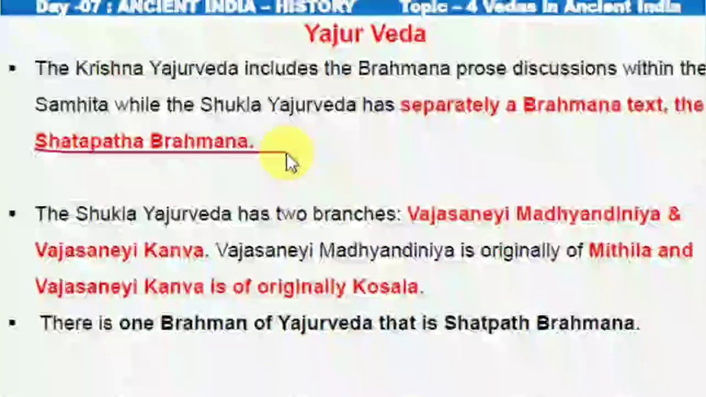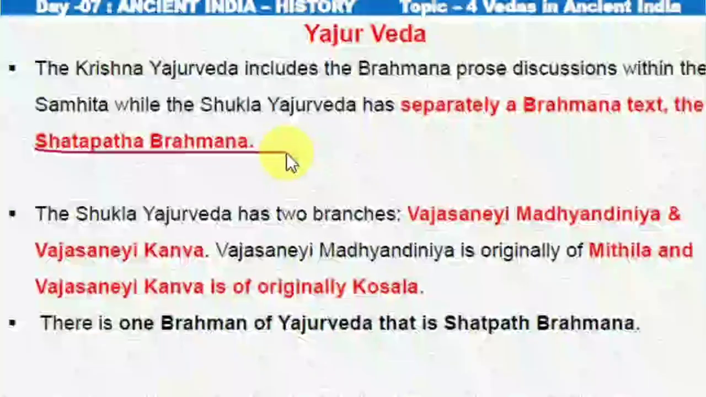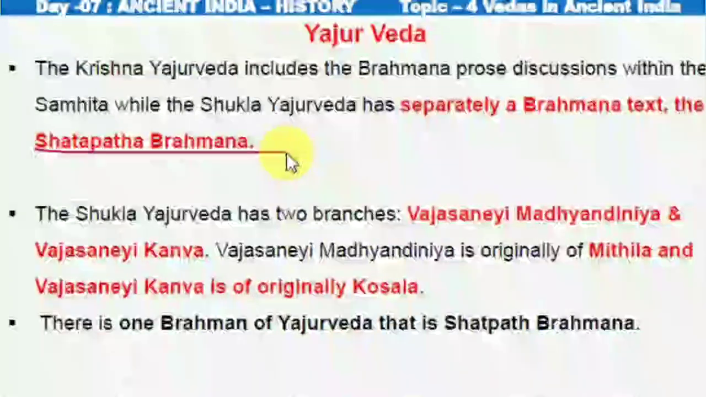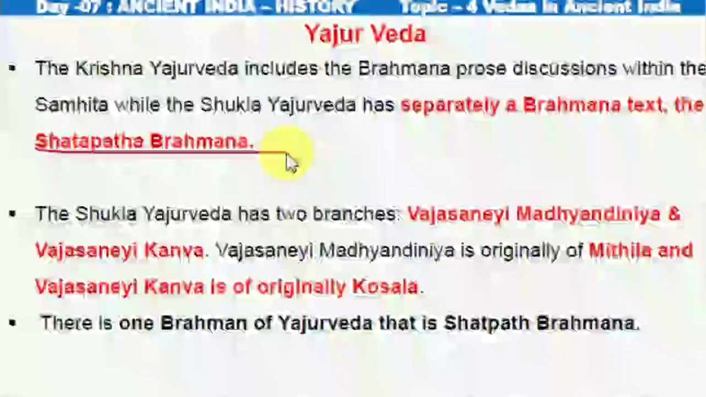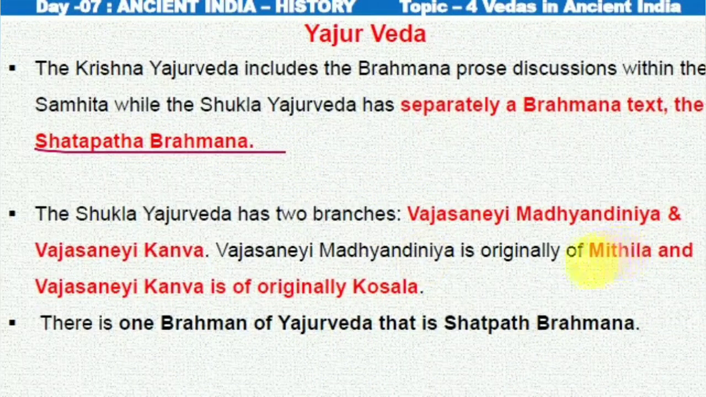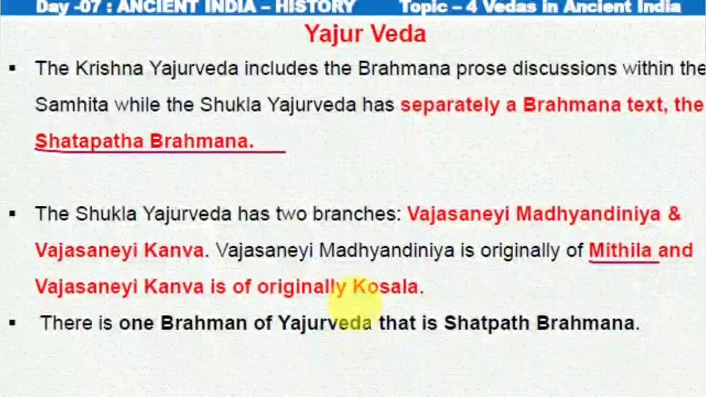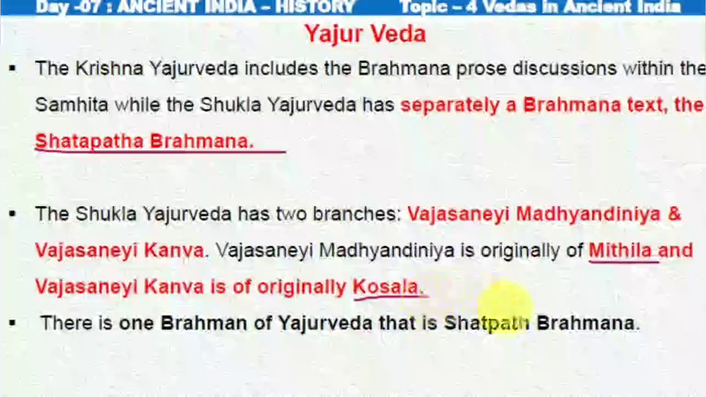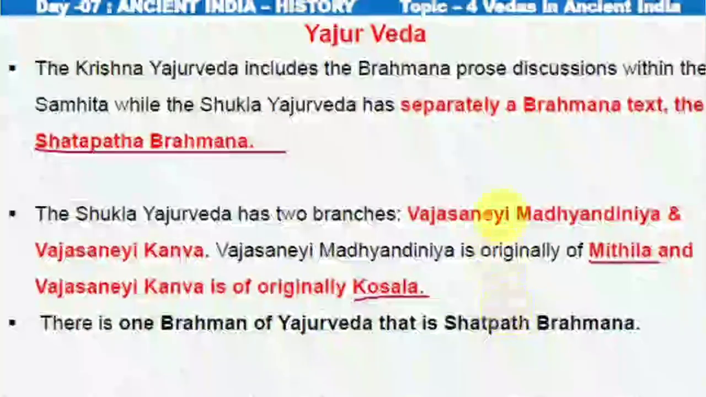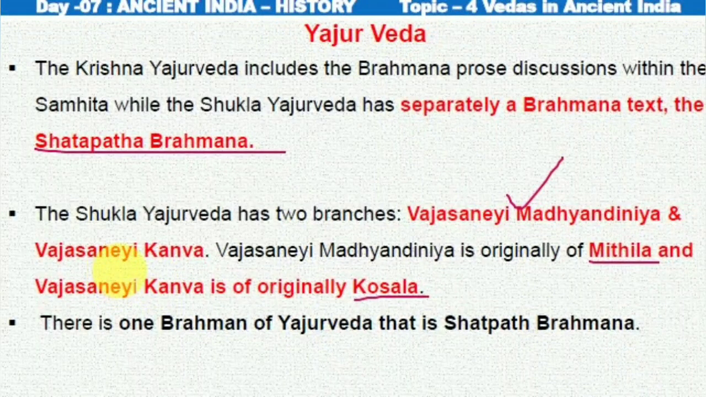So the Shukla Yajurveda has two branches, that is Vajasaneyi Madhyandina and Vajasaneyi Kanva. Vajasaneyi Madhyandina is originally of Mithila and Vajasaneyi Kanva is originally of Kosala. So these are the two kingdoms in ancient times, and these are dedicated to the ritual forms, and you can remember it from here, I have written it in red color.